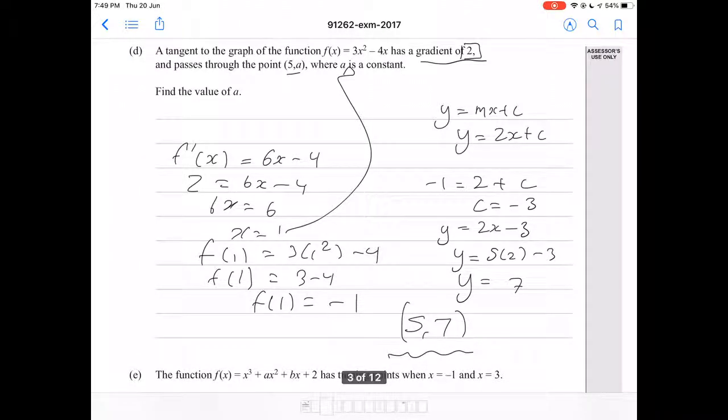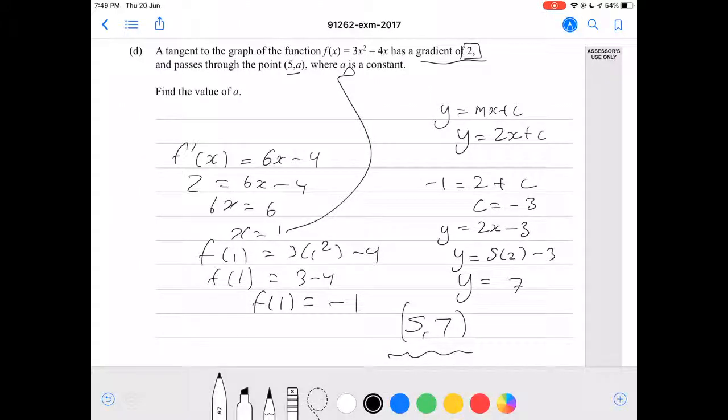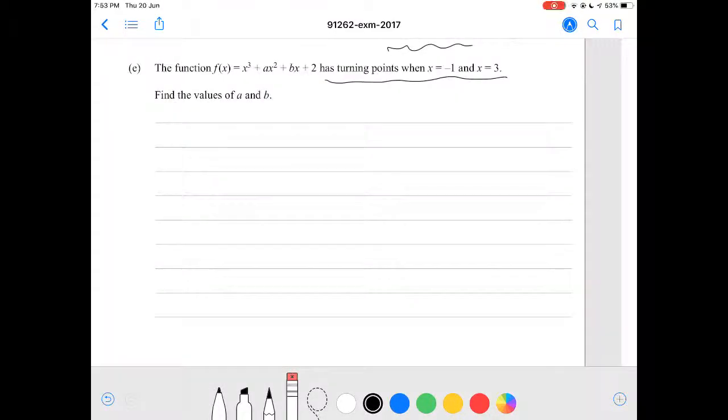Getting all the way to the point (5, 7), a equals 7, you'll get the excellence grade. To get a merit grade, you find the correct y coordinate of the original function. So f of 1 equals -1, that gets you a merit. To get an achieved grade, the derivative equals 2 and the x coordinate calculated, so x equals 1 here, will get you an achieved.